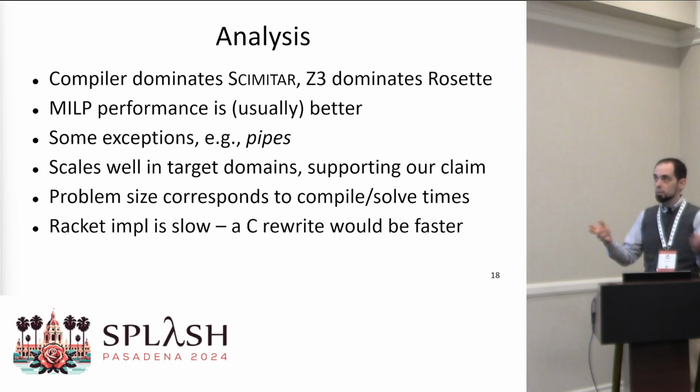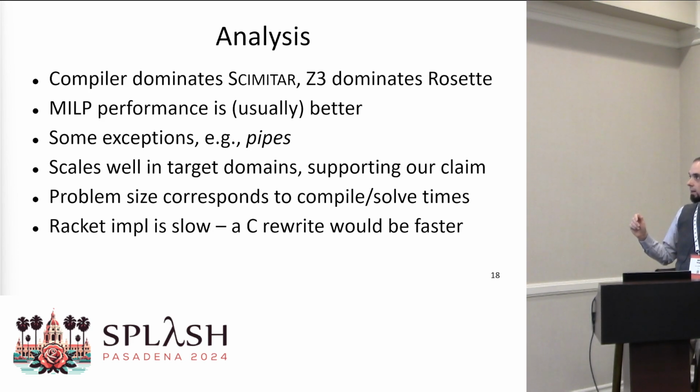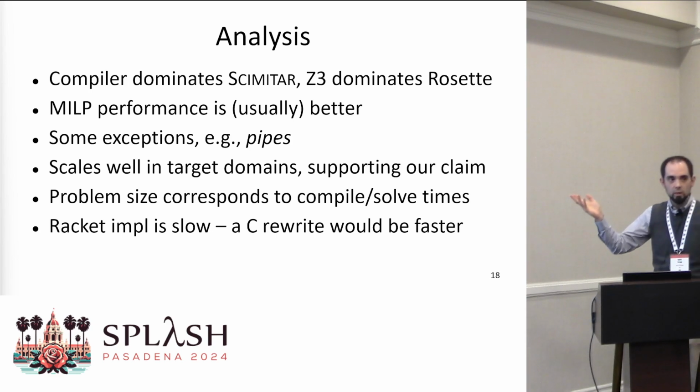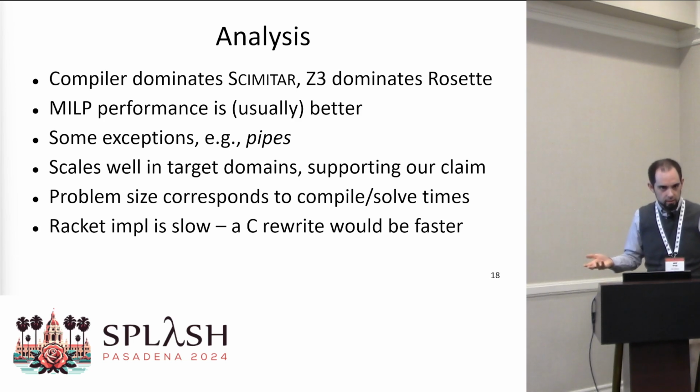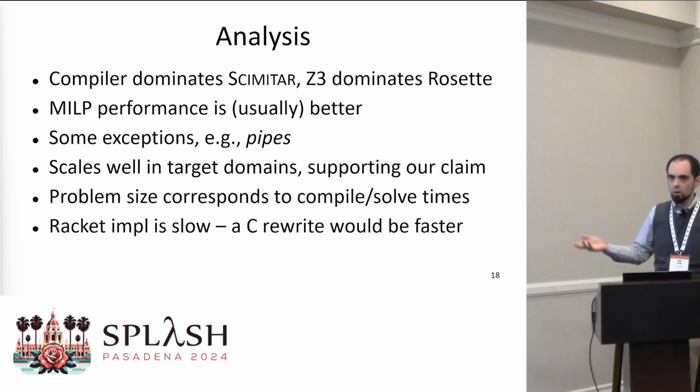OK, and so what does all this mean? In Scimitar, our compiler does dominate. Because Z3 dominates the time in Rosette, our MILP performance is usually better, with some exceptions. The pipes benchmark is slower because sometimes you just get randomness in there and you had a bad start or something like that.